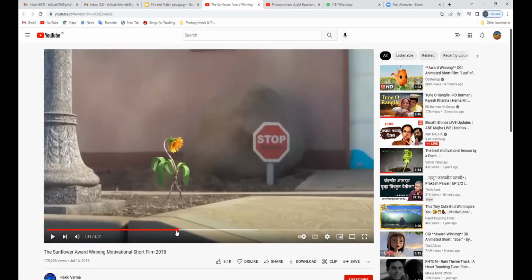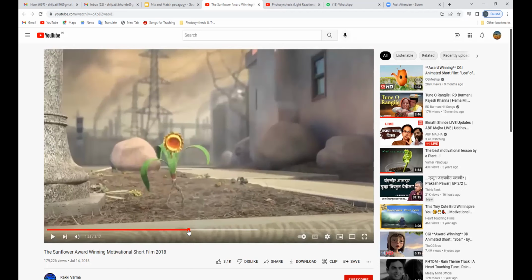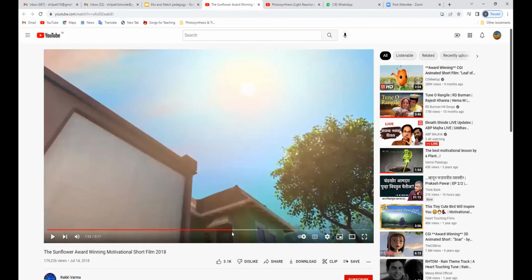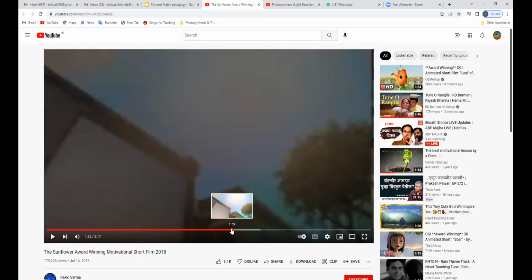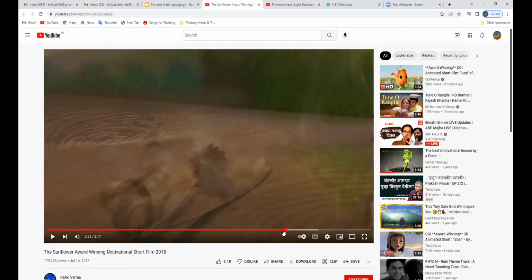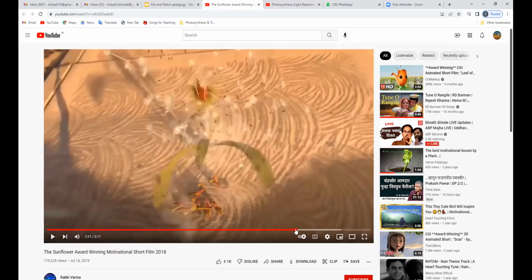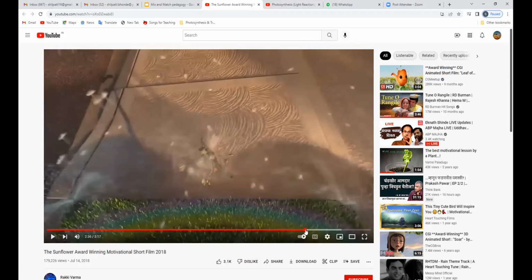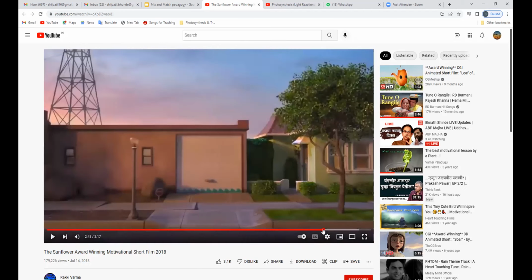But when it fell down, that time seeds from that flower got dispersed and they fell into the region where there is availability of water, and the seeds germinate by taking water, and they grow into multiple new plants.